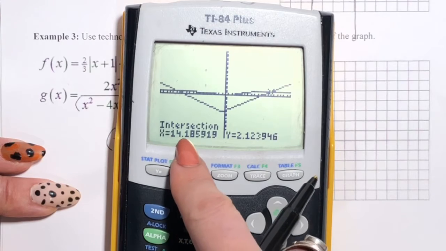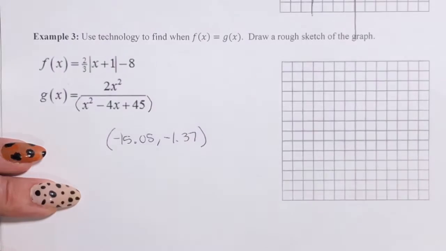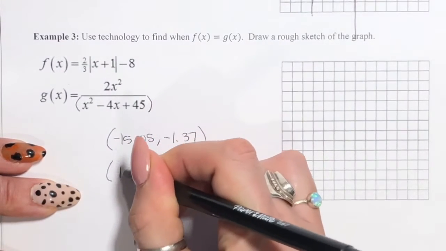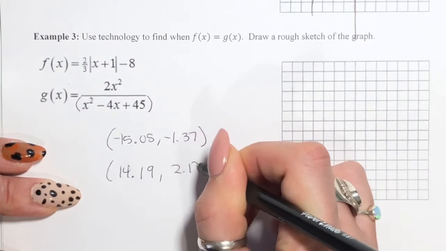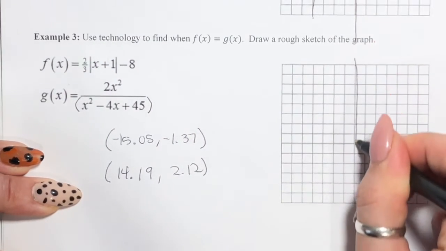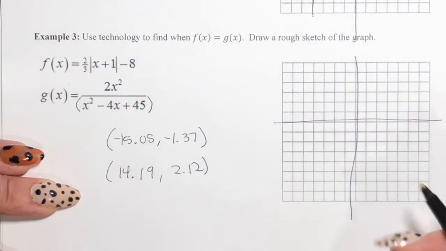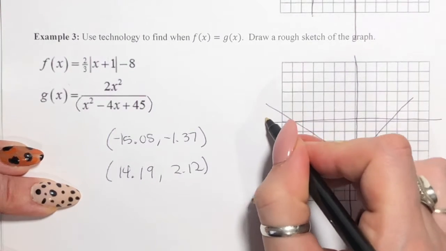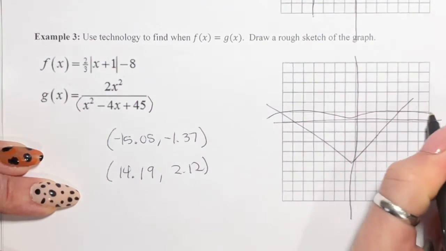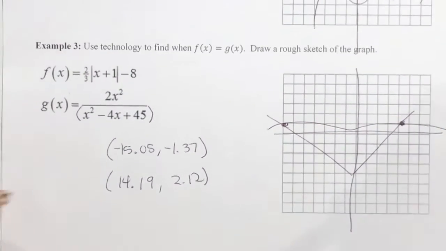So 14.19 and 2.12. So second point, 14.19 and 2.12. And then again, let's just do a really ugly sketch here. So we have our V shape coming through, and then this one kind of almost looked like a little bird. Oh, it was like bending through. And we had those 2 intersections. So that is the graphing.